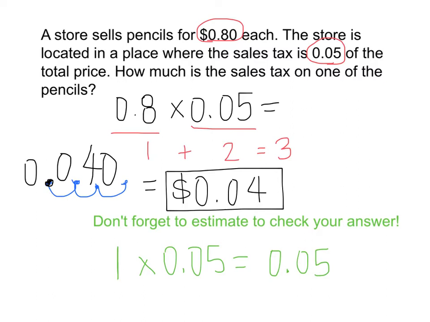Now, was this a high estimate or a low estimate? Why do we know it was a high estimate, Arjun? We rounded 0.8. We rounded it up to 1. So should our answer be higher or lower than our actual answer? Because it's a high estimate. Yeah. Is 0.05 higher than 0.04? So is our answer reasonable? Yes. Very good. Check.